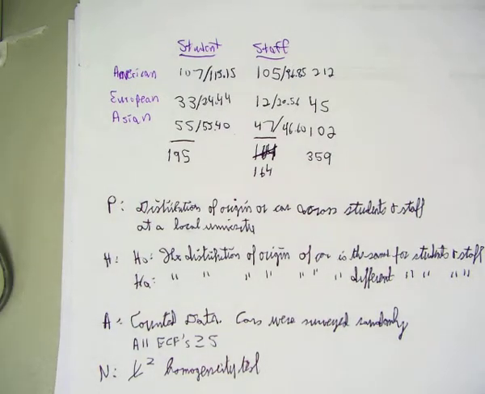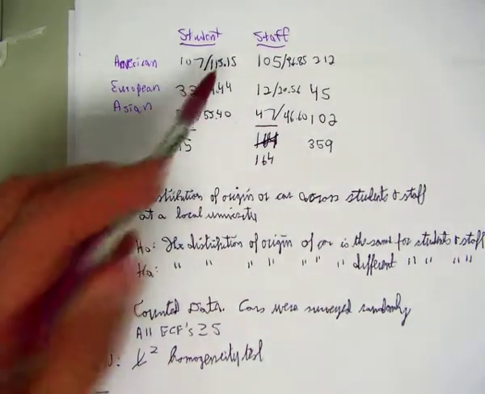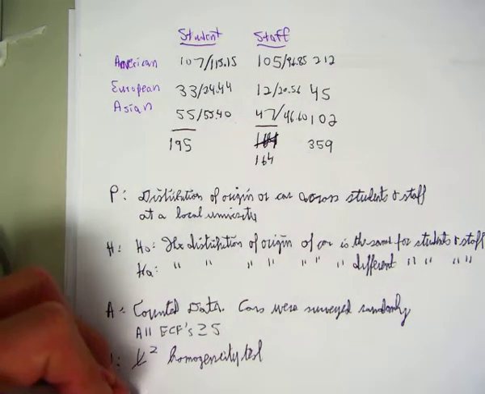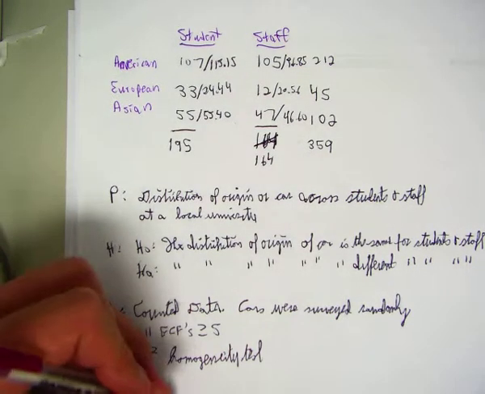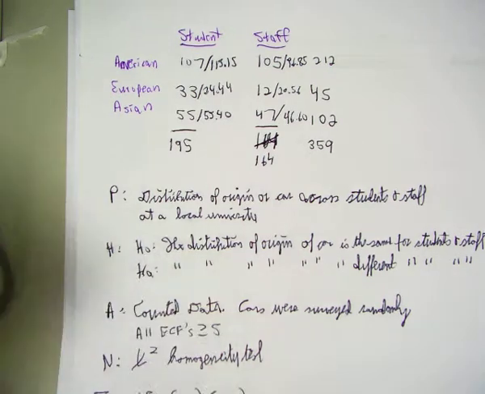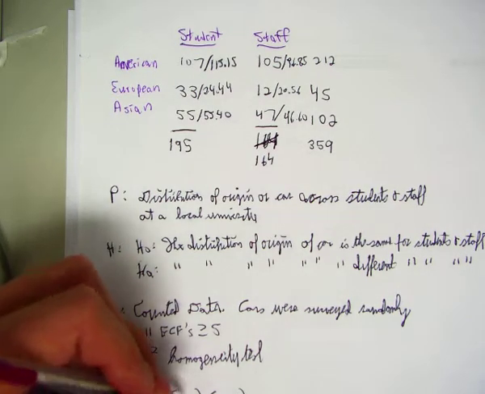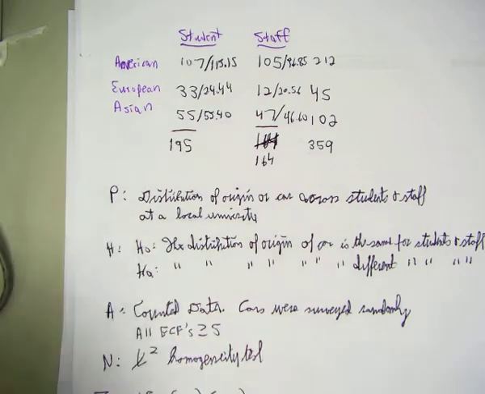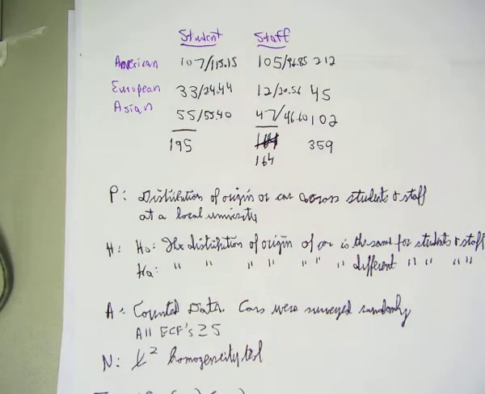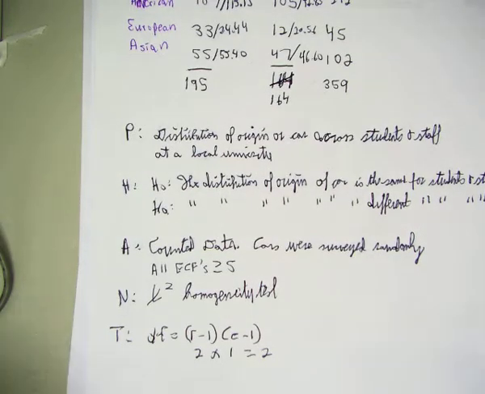Test statistics and parameters. Well, we already have the observed and the expected. So we got to get degrees of freedom. So degrees of freedom equals rows minus 1 times columns minus 1. So the rows, we have 3 rows, so 3 minus 1 is 2. And we have 2 columns, so 2 minus 1 is 1. So we have 2 degrees of freedom. Okay. We already have the ECFs up top, so those are done.